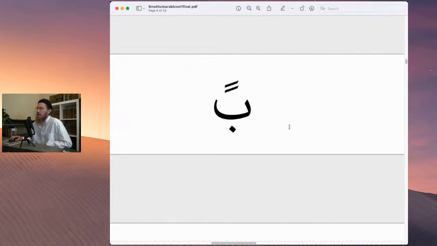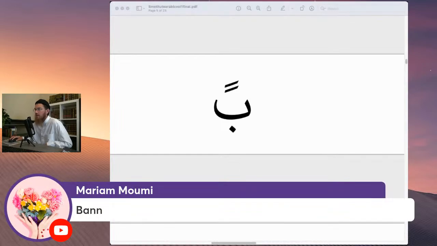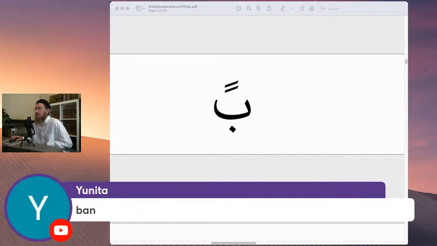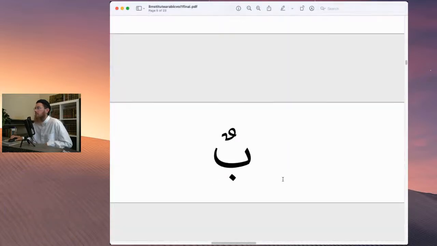Then you're going to look at the harakat. What symbol is above or below it? We see that there is not one, but two fathas. The first fatha sounds like the letter A. For the second fatha, we're going to write an N. So it's going to be very good. Everyone got it. It looks like ban, right? Ban. Excellent.